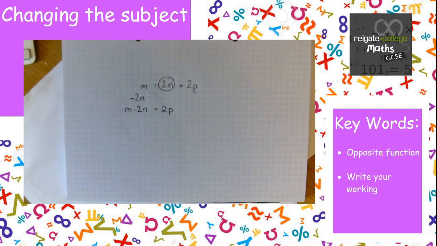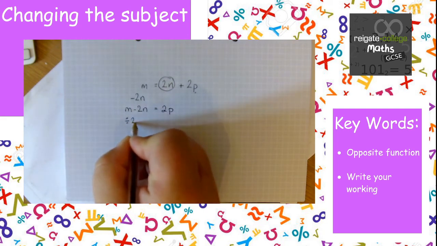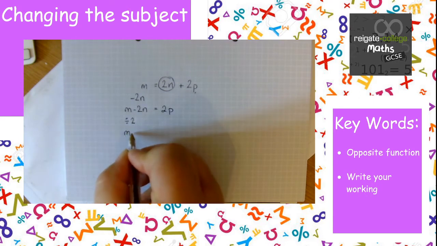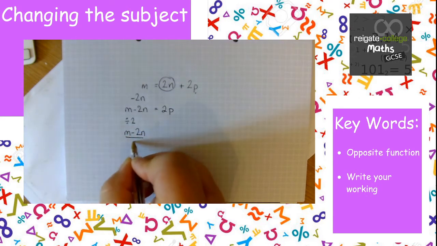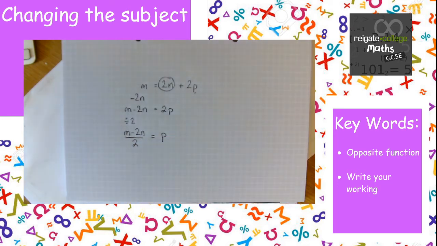I'm now going to do the opposite of the multiplying by 2. And just as in the previous example, I'm going to write it as a fraction. p is now the subject of the formula.